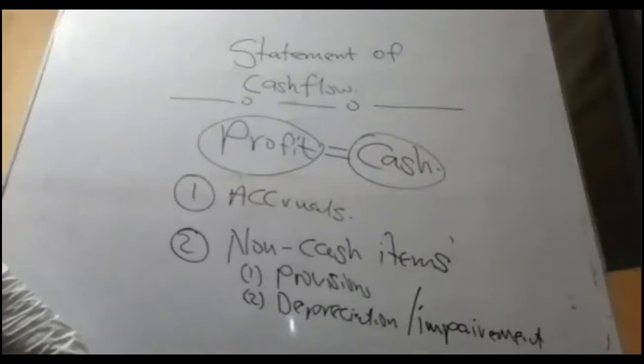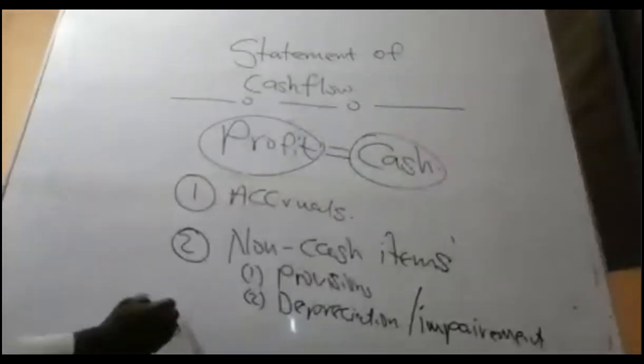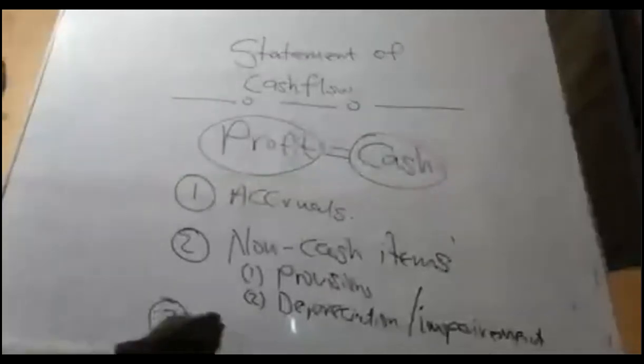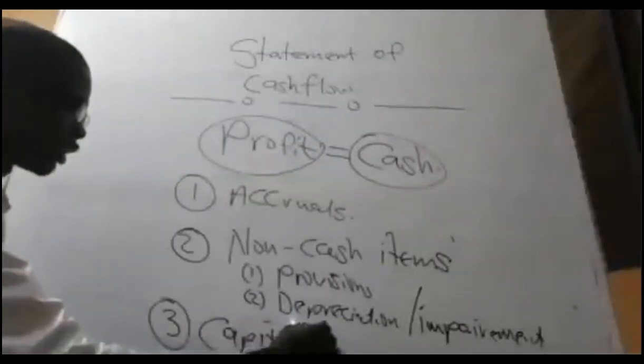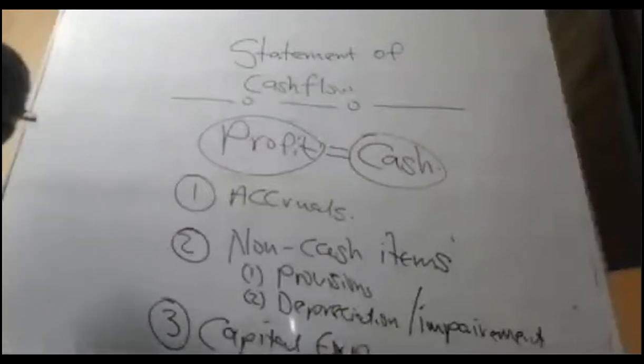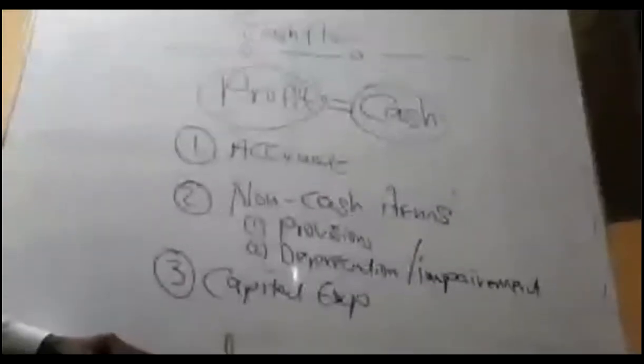So that is it. Now, the third item that usually causes a difference between profit and cash is capital expenditure. We did that under IAS 16. We've explained capital expenditure.